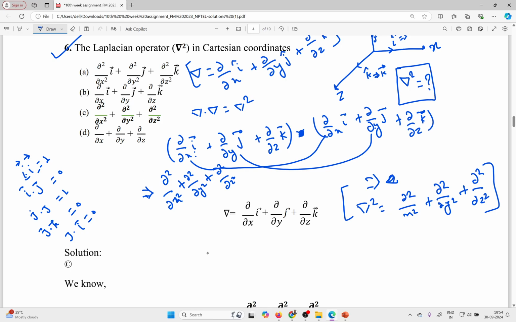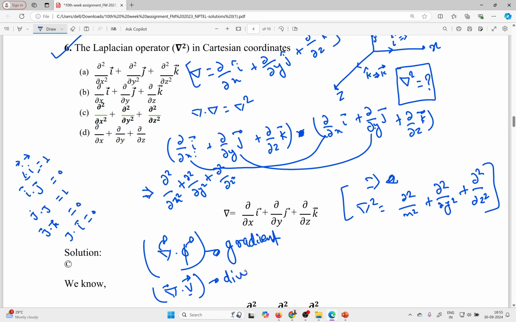If you take the gradient of something, del of phi, phi is a scalar quantity and del is a vector quantity. So this multiplication is known as the gradient. If you take the divergence of something, this is a vector quantity and this is a vector quantity, this is divergence. Divergence of vector v, the gradient of phi.